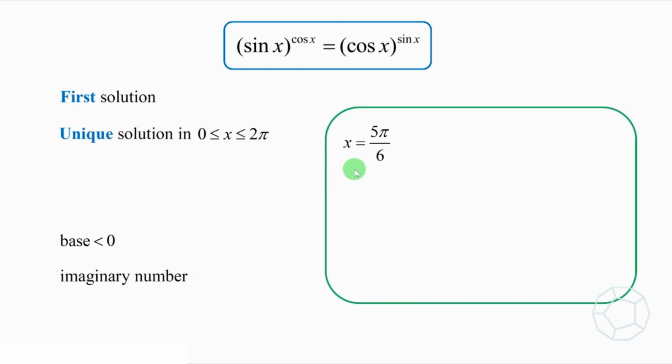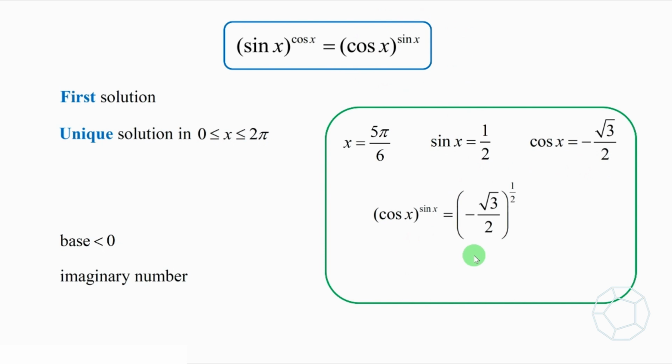For example, when x is equal to 5 pi over 6, then sine x is equal to 1 over 2 and cosine x is equal to negative square root 3 over 2. Put these inside the right-hand side of the equation, we get this. The index 1 over 2 means square root. Therefore, cosine x to the power of sine x is equal to square root of negative square root 3 over 2, which is an unreal number.